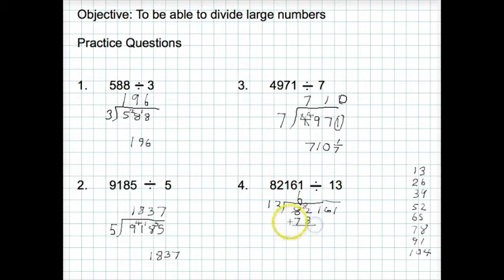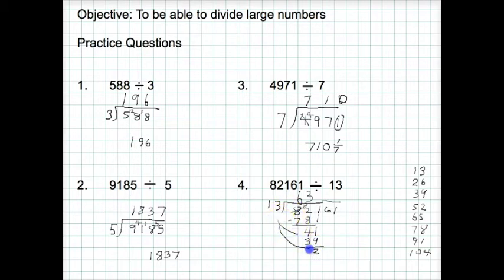We then take 78 away from 82 to leave us with 4. 13 into 4 won't go, so we bring down this 1. And we say 13 into 41. Well, that goes 3 times, and 3 13s are 39, so we write 39 underneath there. And we take away. 41 take away 39 now leaves us with 2.